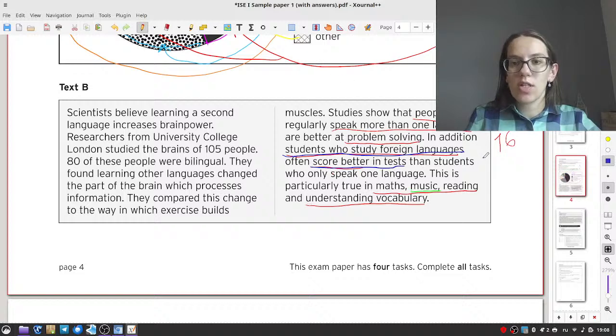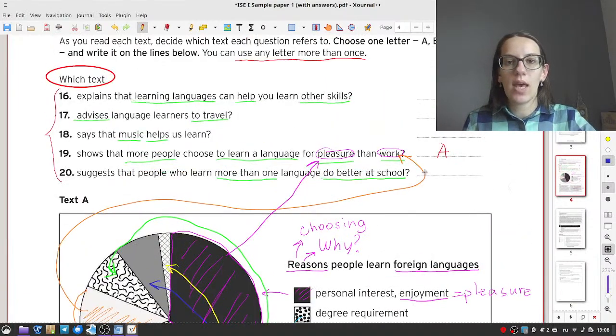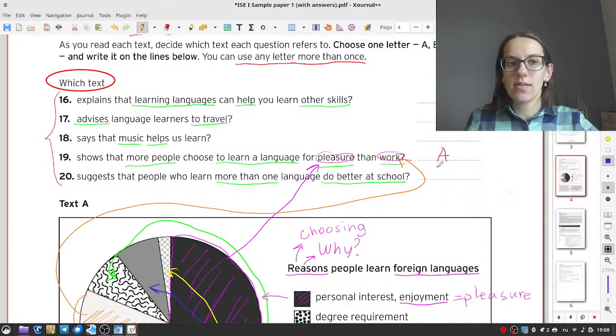And it's a good idea to use different colors, yeah? So this is for question 20. All the red parts, yeah, the words I underlined with red, this is for question 16. But blue, this is for question 20. And yes, this is text B.